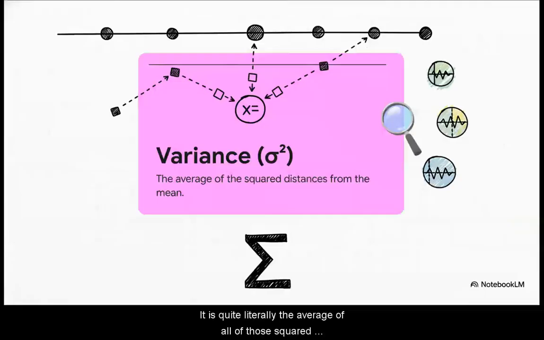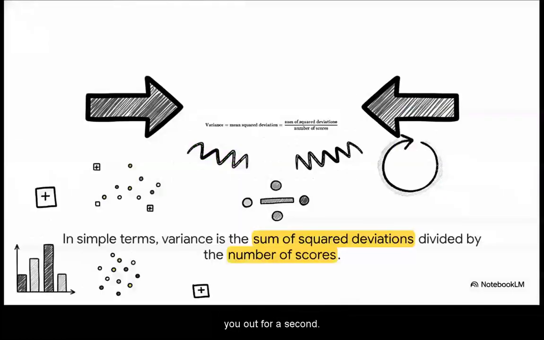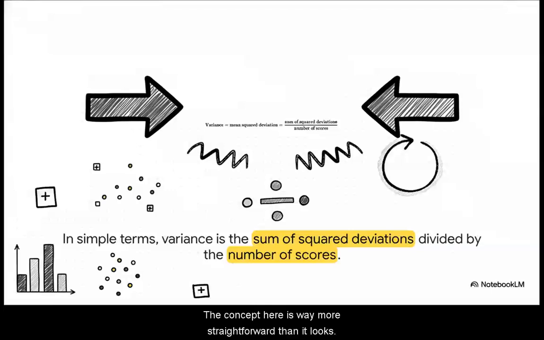It is, quite literally, the average of all of those squared distances from the mean. It's a much more stable, much more informative measure than the simple range. And hey, don't let the symbols freak you out for a second. The concept here is way more straightforward than it looks. All you're doing is taking the sum of all those squared distances we just made, statisticians call this the sum of squares, and then you divide by the number of scores you have. That's it. You've just calculated the variance.